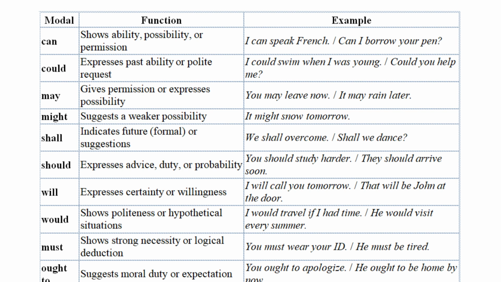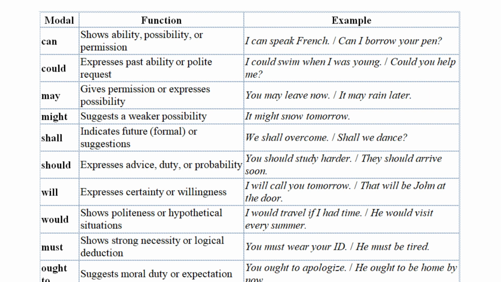ability, possibility, or permission. I can speak French. Can I borrow your pen? Could expresses past ability or polite request. I could swim when I was young. Could you help me? May gives permission or expresses possibility. You may leave now. It may rain later. Might suggests a weaker possibility. It might snow tomorrow. Shall indicates future, formal, or suggestions. We shall overcome. Shall we dance?